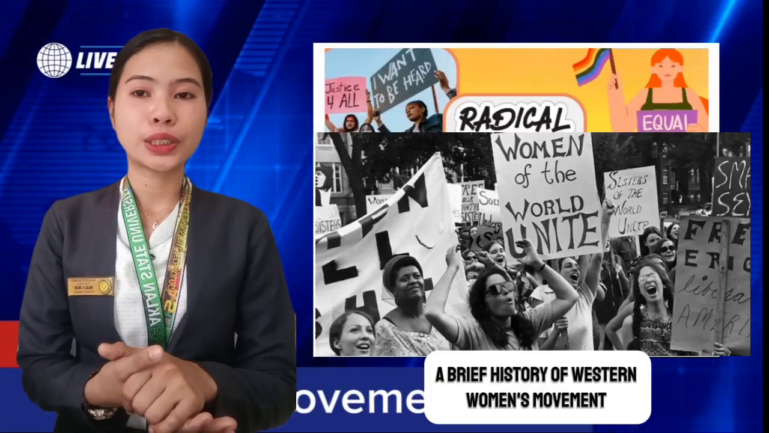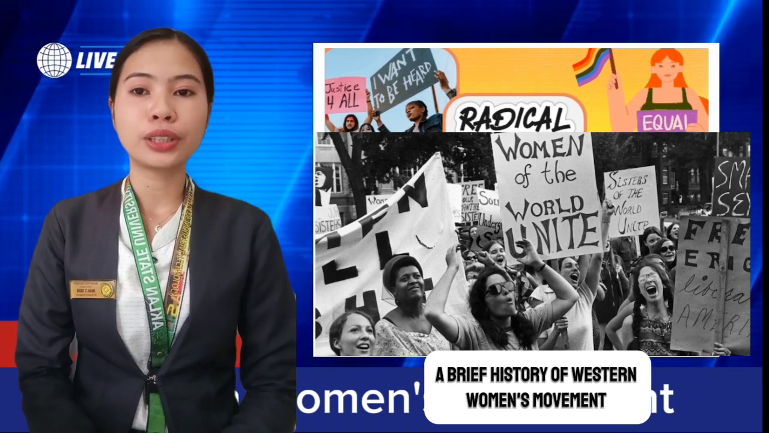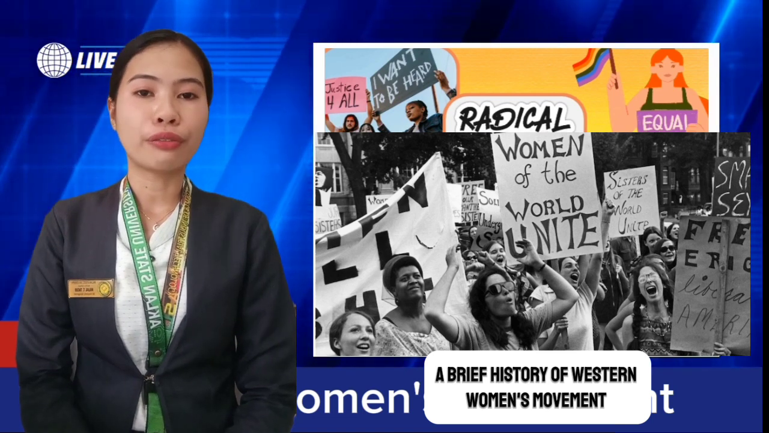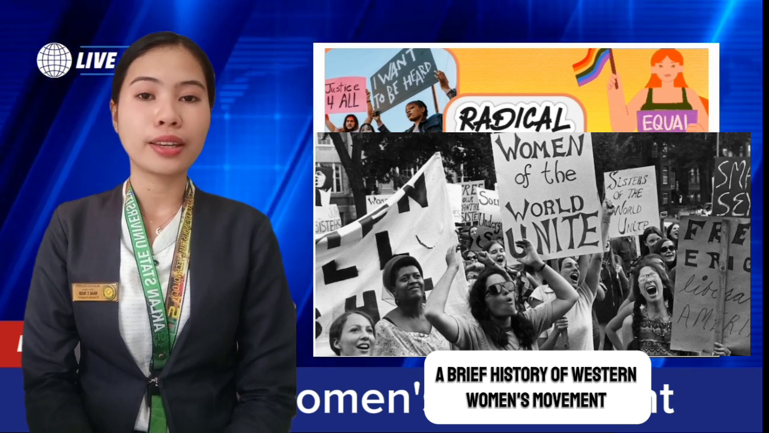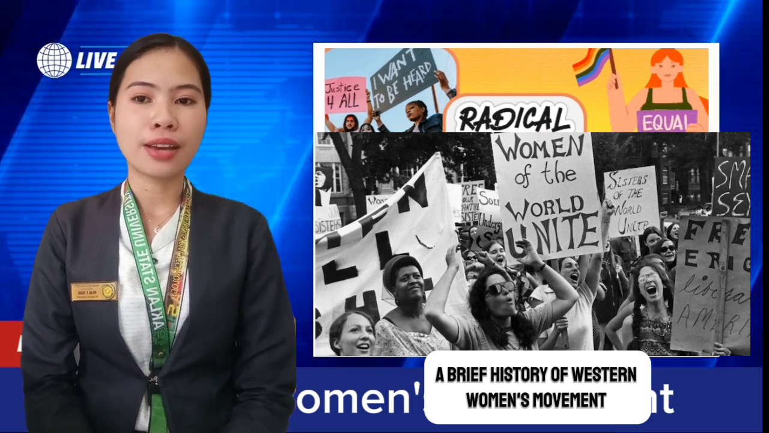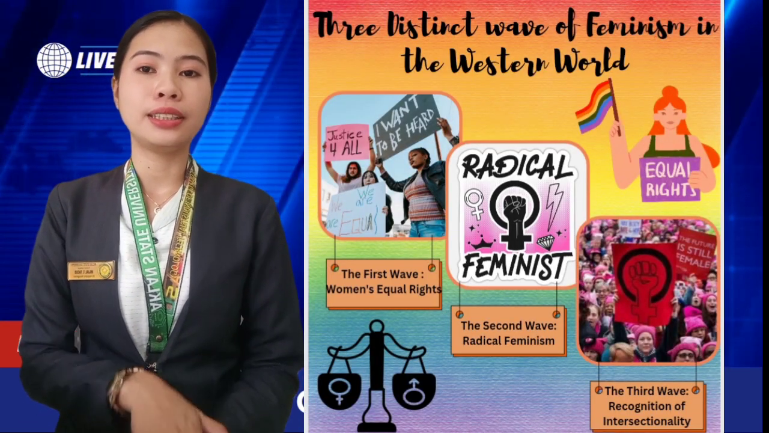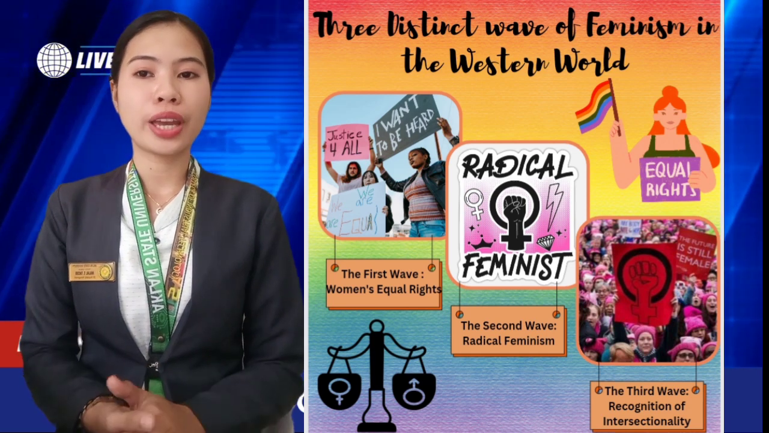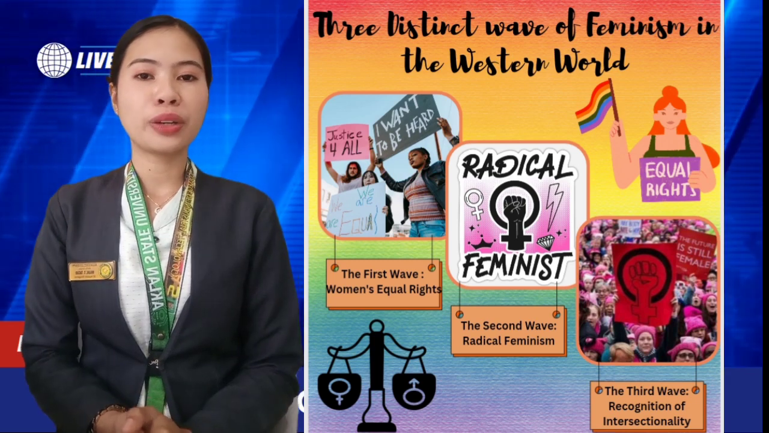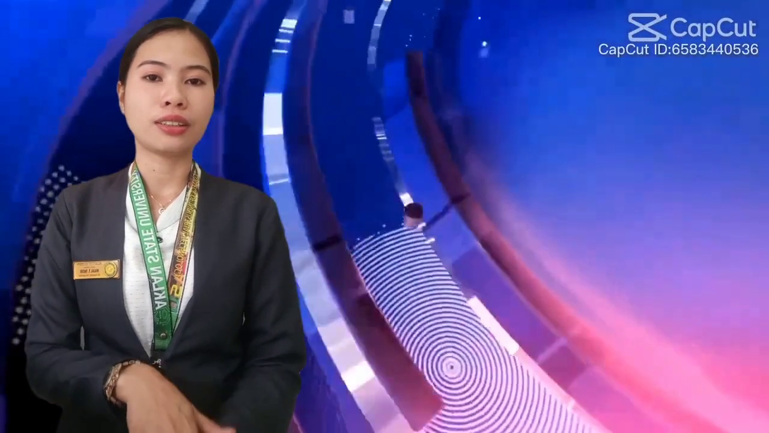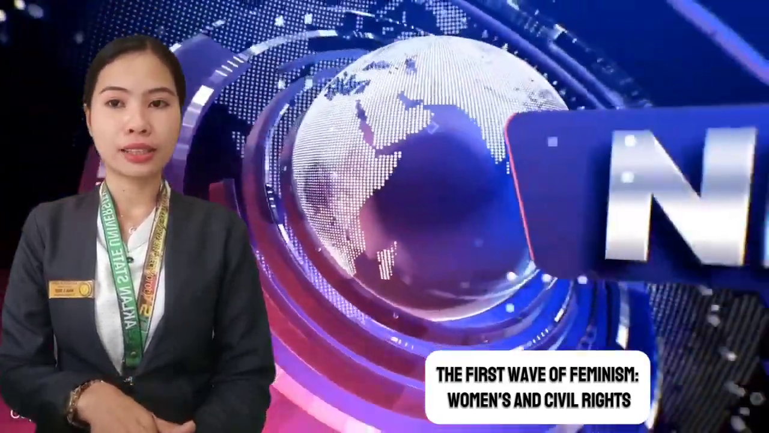So next is a brief history of the Western women's movement. The Western women's movement is a complex and multifaceted movement that evolved over time. The movement's evolution was influenced by various theories and modes of being, aiming to break free from patriarchy and promote intersectionality. So next are the three distinct waves of feminism in the Western world. The first wave is women's equal rights, the second wave is radical feminism, and the third wave is recognition of intersectionality.